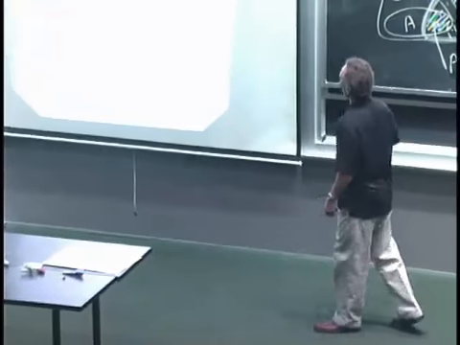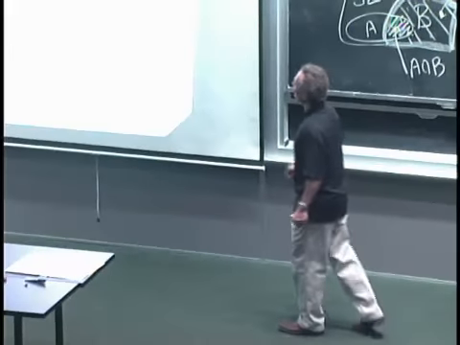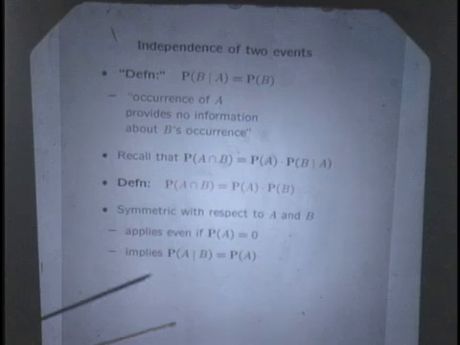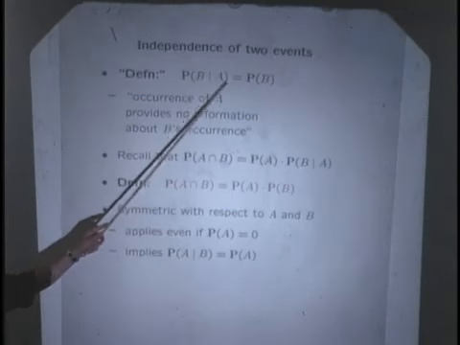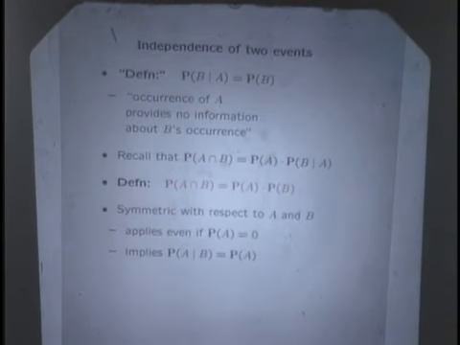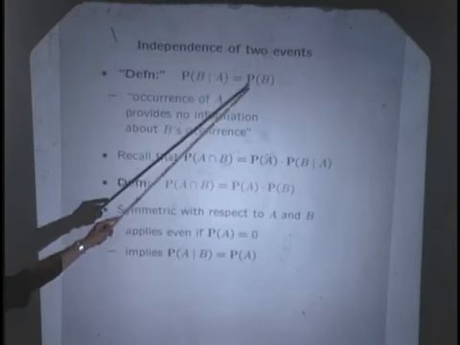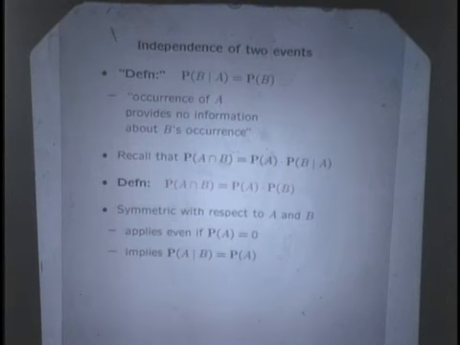We have 2 events, and we're going to say that they're independent if your initial beliefs about B are not going to change if I tell you that A occurred. So you believe something about how likely B is, then somebody comes and tells you A has happened. Are you going to change your beliefs? No, I'm not going to change them. Whenever you are in such a situation, then you say that the 2 events are independent.